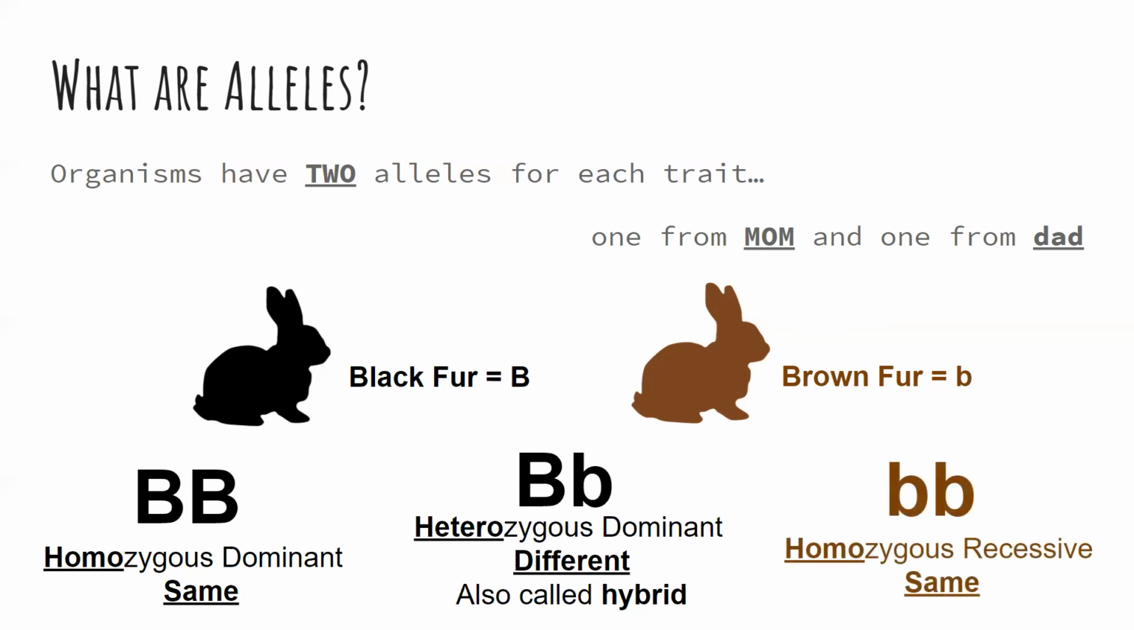And the third kind of genotype is a homozygous recessive genotype. A homozygous recessive genotype is two lowercase letters, two lowercase alleles. So this bunny got a lowercase allele, a recessive allele from her mom, and a recessive allele from her dad. It is homozygous recessive because it is two same recessive alleles. Since this bunny has two recessive alleles, the recessive trait can thrive and flourish and show. So this bunny would be brown.